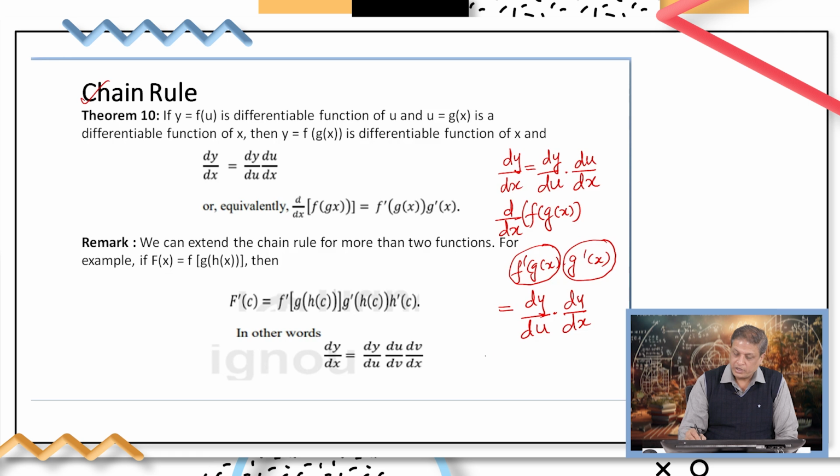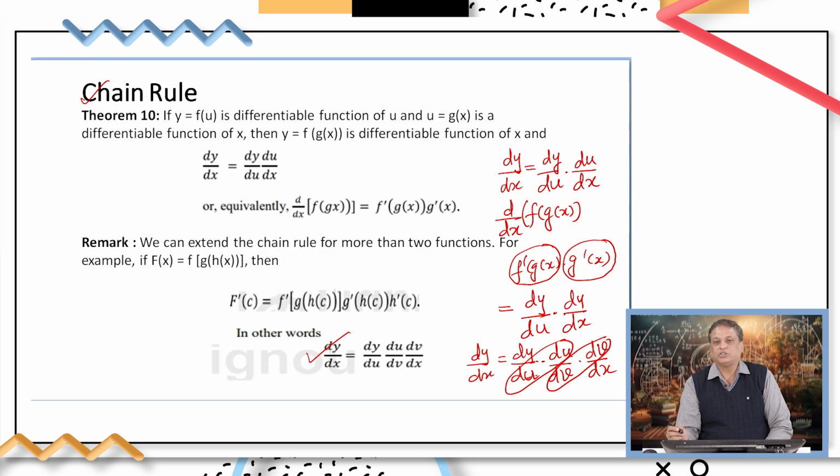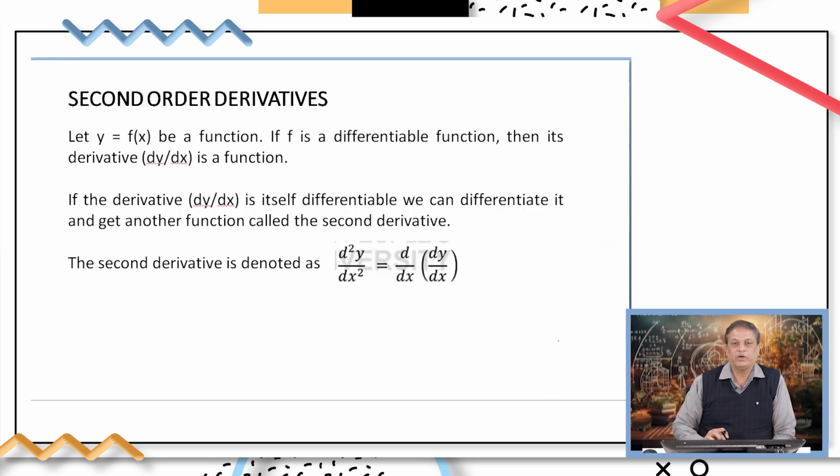So, the chain rule can be extended by this expression also, that dy/dx can be equal to dy/du into du/dv into dv/dx. You can recall that these things got cancelled out. So, this is how the chain rule actually works, and we solved ample numericals. We also learned how to determine the second order derivative, and how the concept of first order derivative and second order derivative are used to find whether the function is increasing or decreasing.